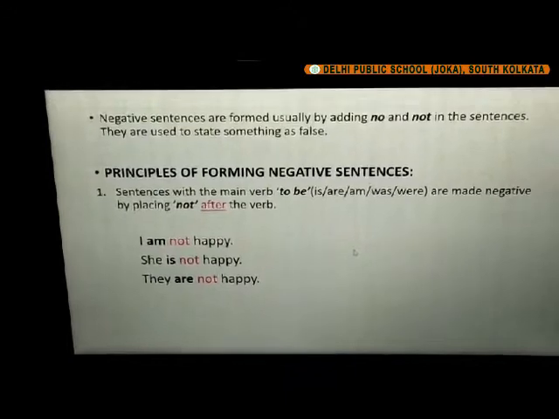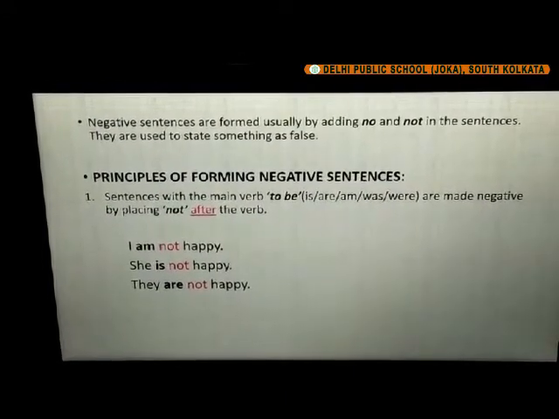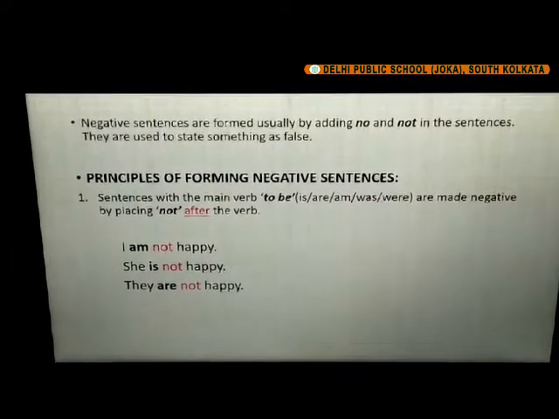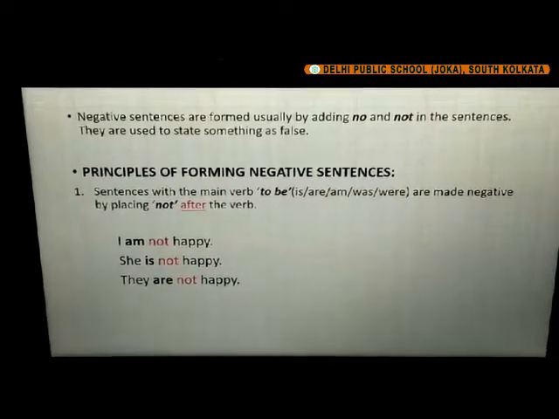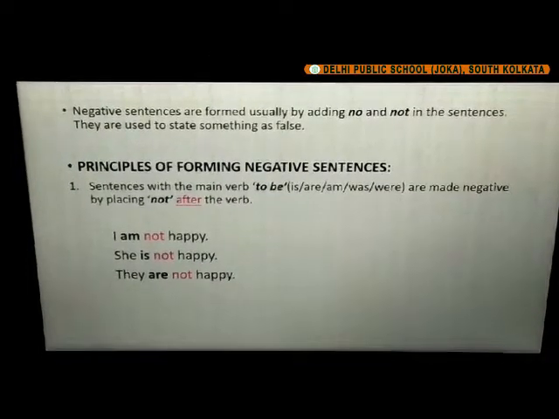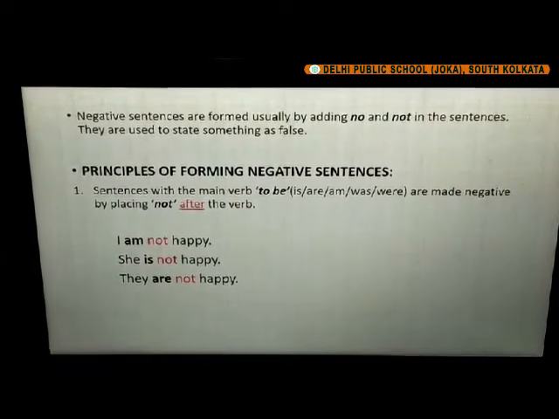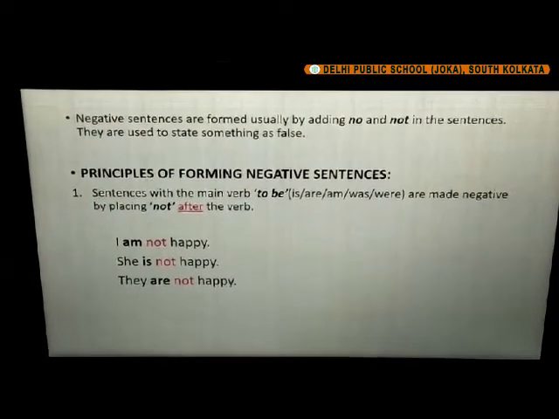Before going on to the next principle, I would like to remind you that the be verb has different forms based on the number and the person of the subject. The be verb can be of different forms like is, am, are, was, or were.